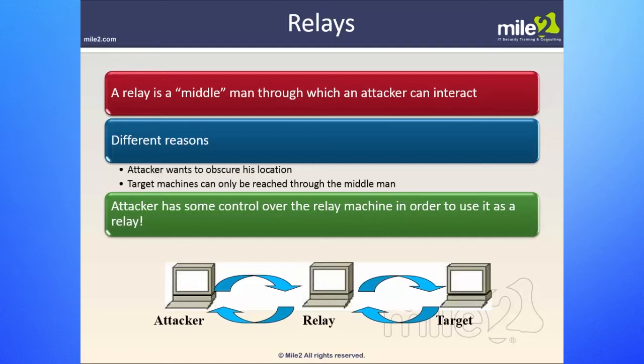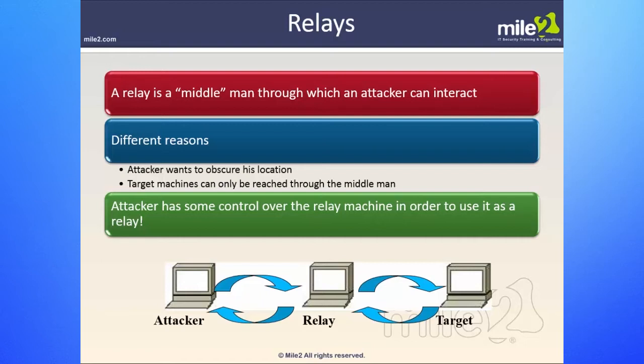And I'll try again to get you some ideas on some of the different things we can do and how we could do it. So anyway, a relay is a middleman through which an attacker can interact. There are different reasons: the attacker wants to obscure his location, possibly. The attacker's machine can only be reached through the middleman. Attackers also have some control over the relay machine in order to use it as a relay.